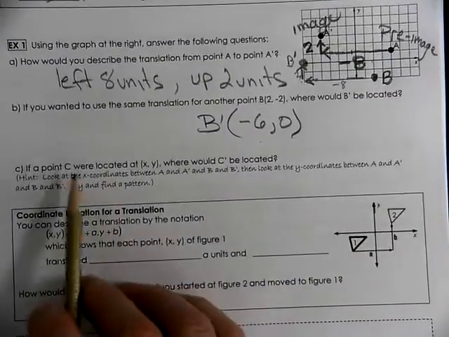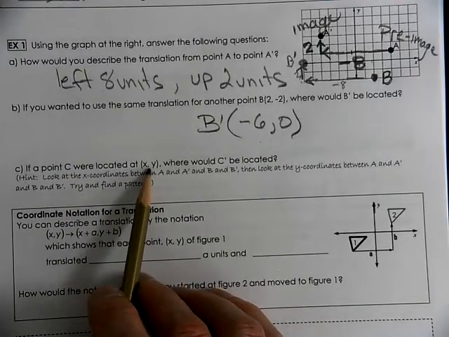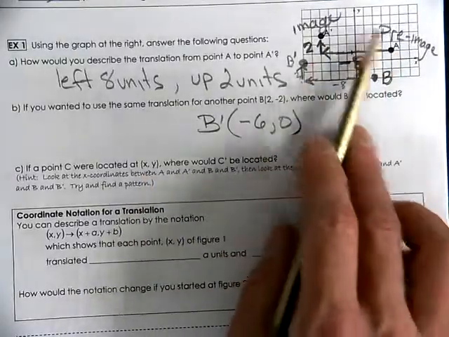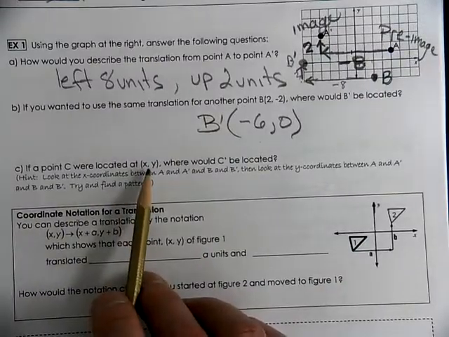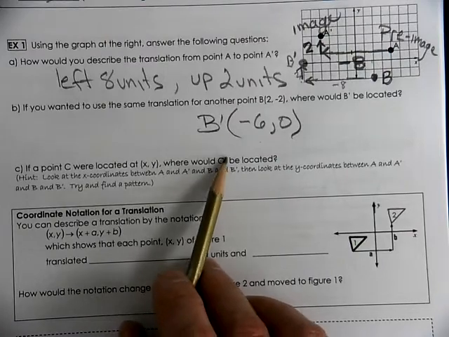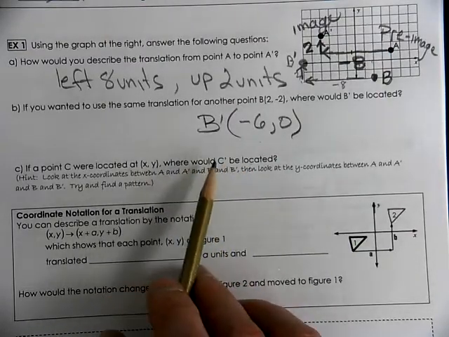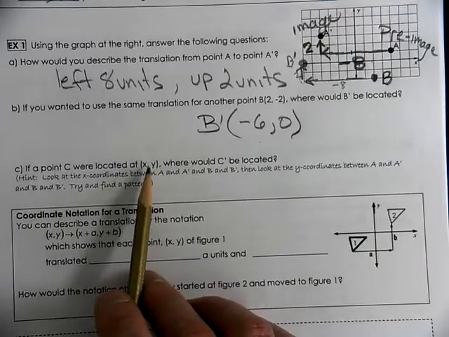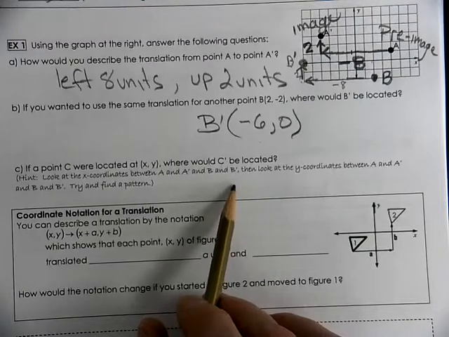Now let's talk about this point C. Point C is going to be at a location called X, Y. That's a little weird because that's not a specific spot. That is any spot. That's going to be X, Y. Where would C prime be located? If we did the same translation to X, Y, what would an answer look like?